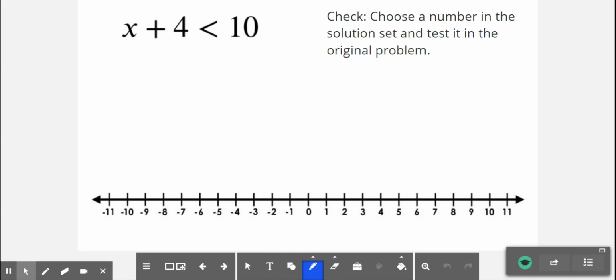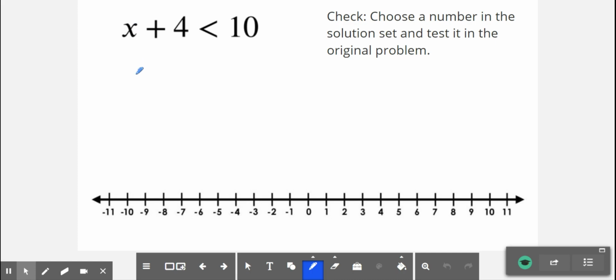This is an example of a one-step inequality with addition. This means a number plus 4 is less than 10. This number could be infinitely many different things, so our answer is going to show all of those possibilities.